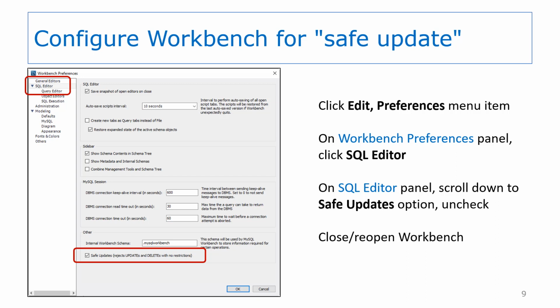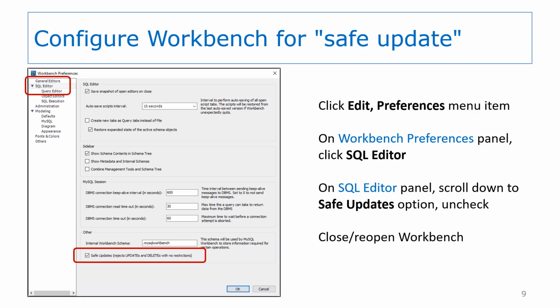A few minutes ago, I told you that by default, MySQL Workbench will not let you run a delete statement unless it has a where clause. It turns out that there is also a restriction when you run an update statement in Workbench. Since we will be looking at the update statement next, let's take a minute to change the default settings in Workbench so that we can run update statements without any restrictions. In MySQL Workbench, click the Edit Preferences menu items. That will open the Workbench Preferences panel. On that panel, click the SQL Editor item in the column on the left.